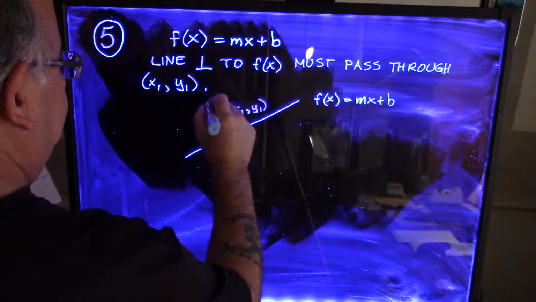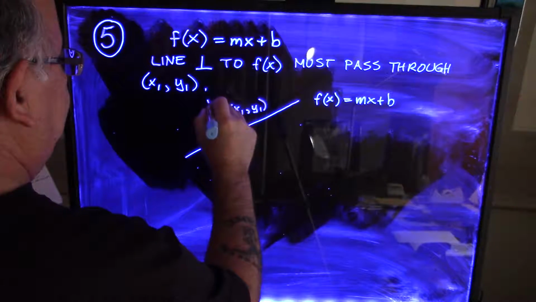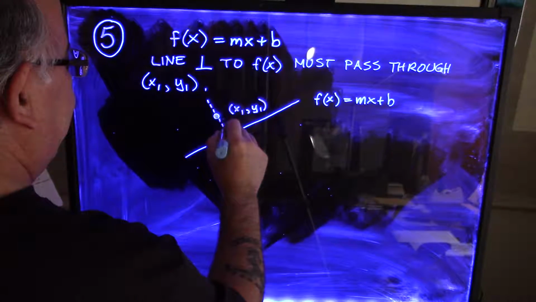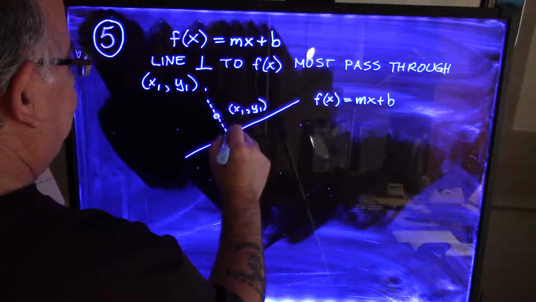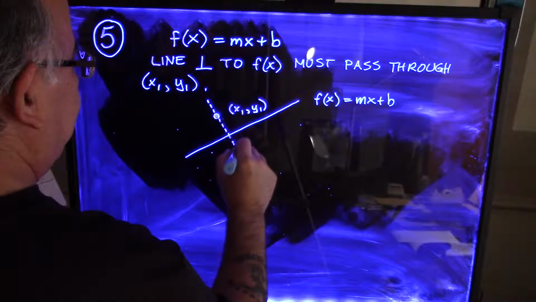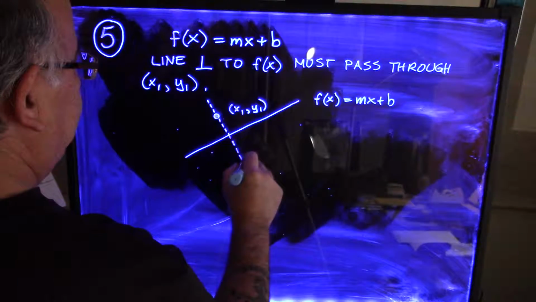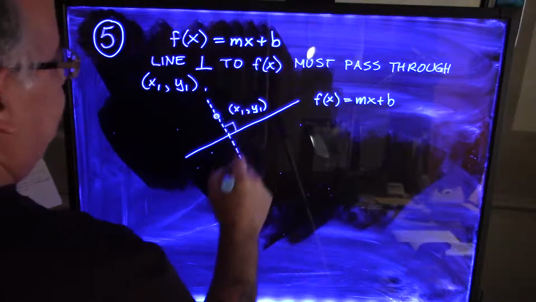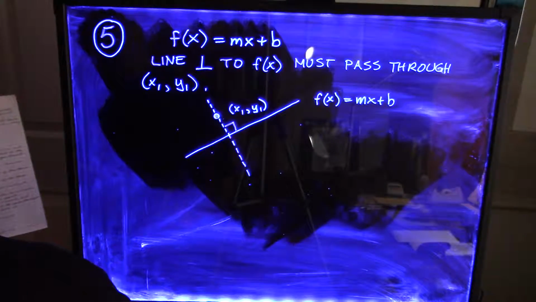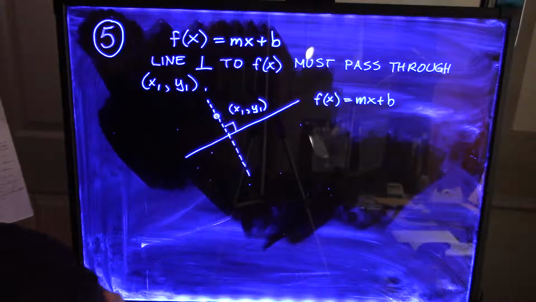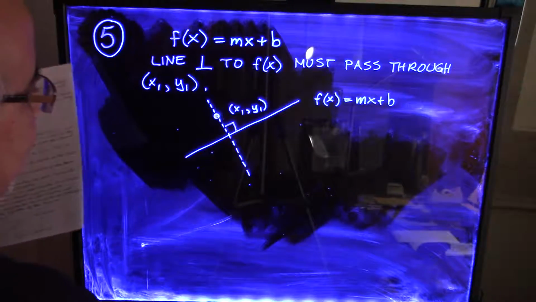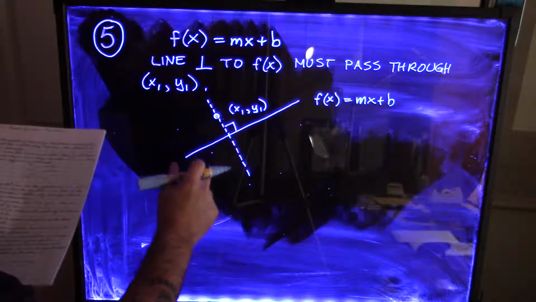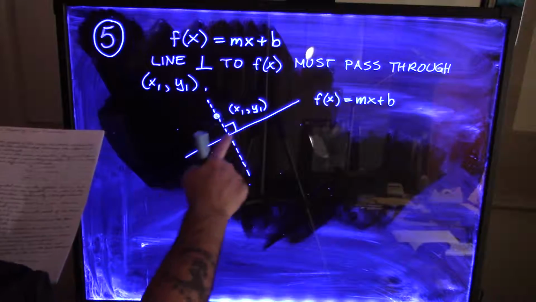And we want a line going through. I'll draw it as a dashed line because we still need to construct it, like that, and it's perpendicular. The little box there means it's perpendicular. Alright, well, we have a point that's on this line, and we know it's perpendicular to this line.